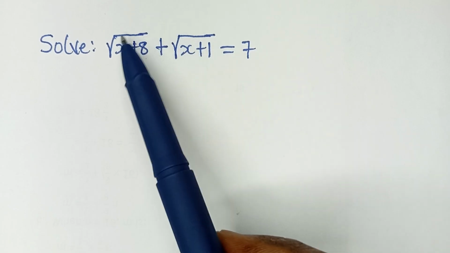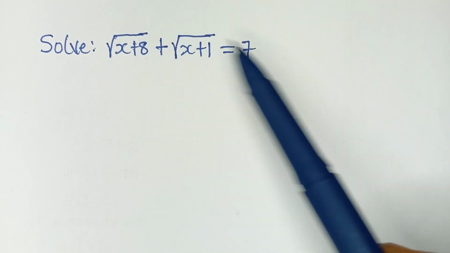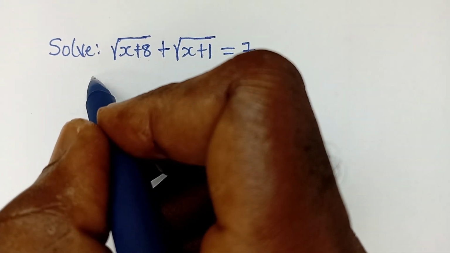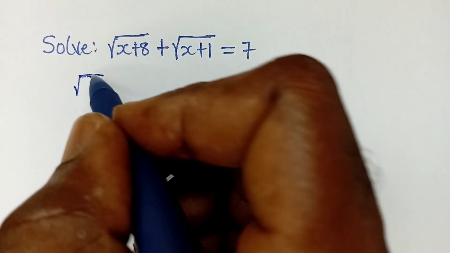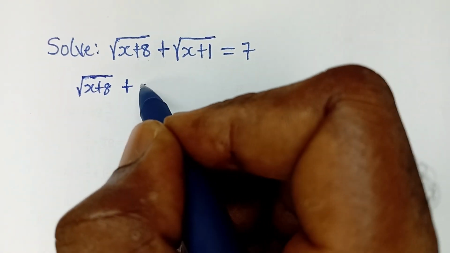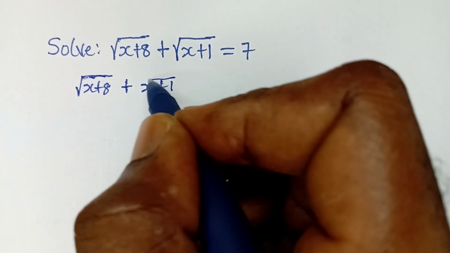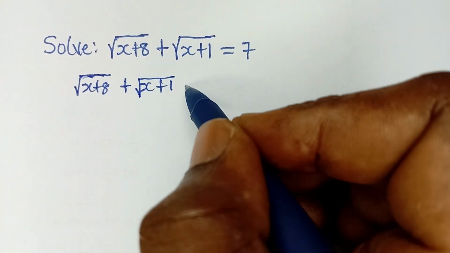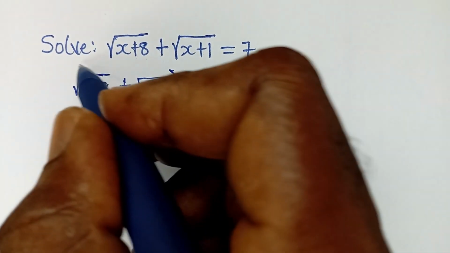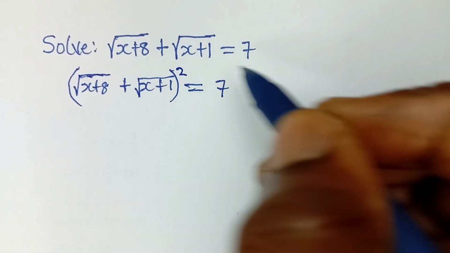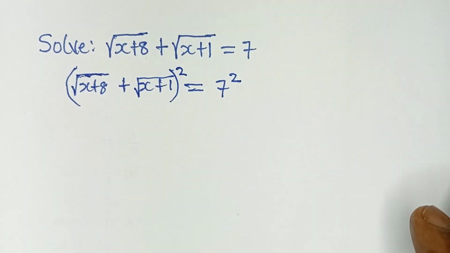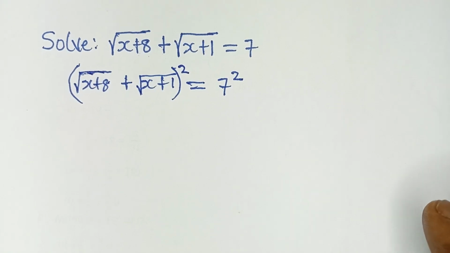The best way to remove the root sign or the radical sign is to square both sides of the equation. So we are going to simply square both sides of the equation. I'm going to write root x plus 8 plus root x plus 1 is equal to 7. Squaring both sides, I'm going to put the bracket like this and square this part and also square the 7 that we have here. So we can now move on to simplify.